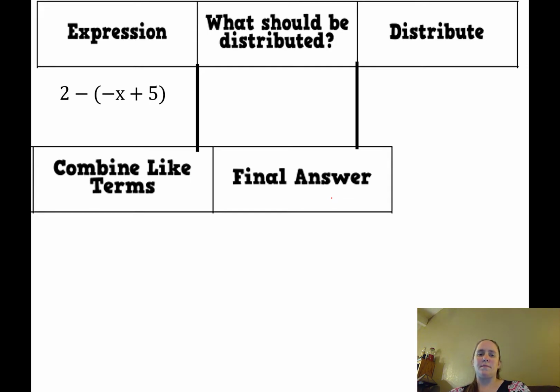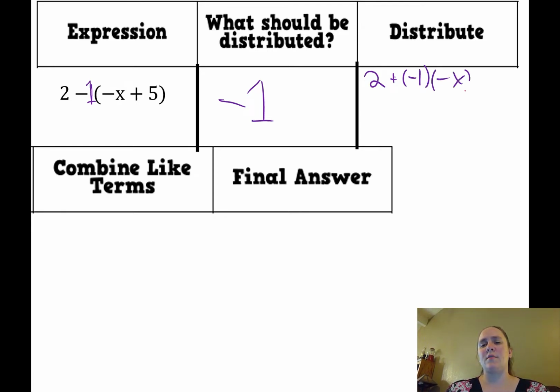All right, looking at another one. What am I going to distribute on this one? Well, remember, if there's not a number there in front of the parentheses, we put a 1. So in this case, we're distributing a negative 1. So when I distribute, I get 2 plus negative 1 times a negative x plus negative 1 times 5. So I get 2 plus x, because negative 1 times a negative x, negative times negative is a positive.